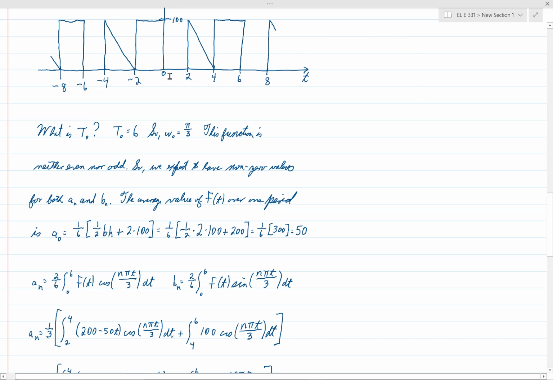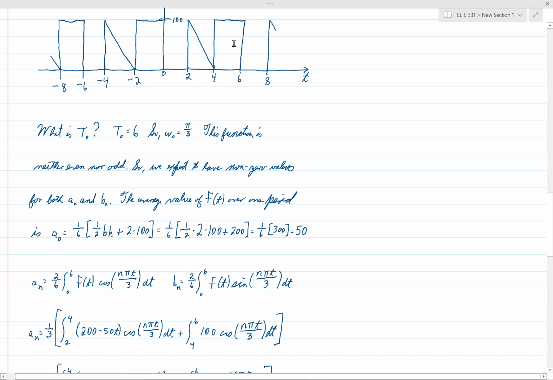Well, from 0 to 2, f of t is equal to 0, so we don't have to integrate there. Our integration will start at 2, and from 2 to 4 we have one expression, and then from 4 to 6 we will have another expression. Let's see how this will go. We can see the cosine of n pi t over 3 in each integral. But what about the f of t? What's the expression for f of t from 2 to 4, and from 4 to 6? Well, from 4 to 6 is easy.